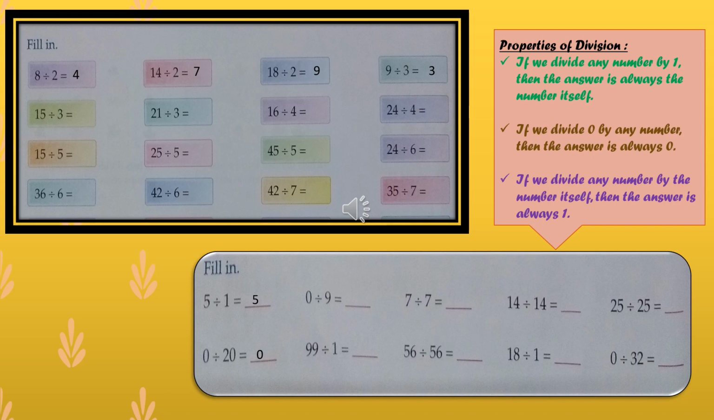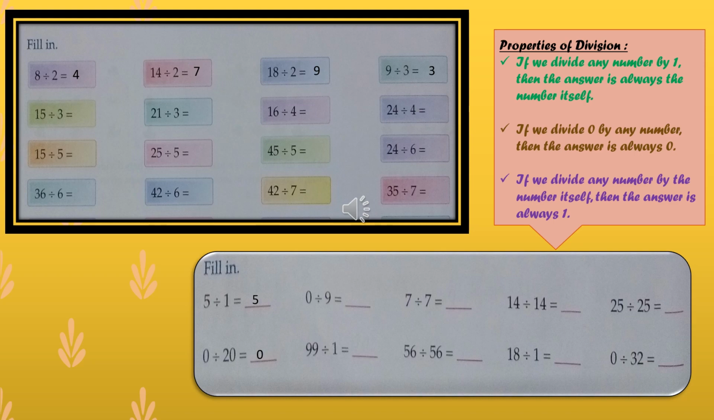Yes. Now next one. 9 divided by 3. We all know 3 threes are 9. So the answer will be 3. Yes. So a few more sums are there for your practice. You can try these sums. Now children, division has some properties. So let's see the properties of division.